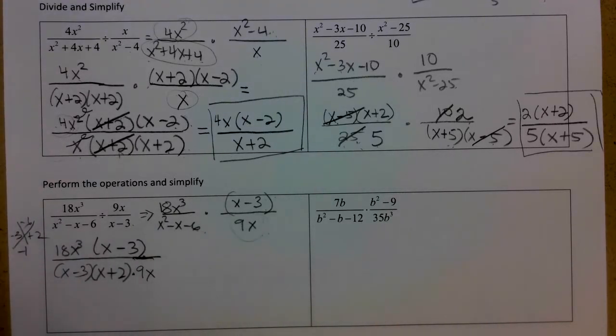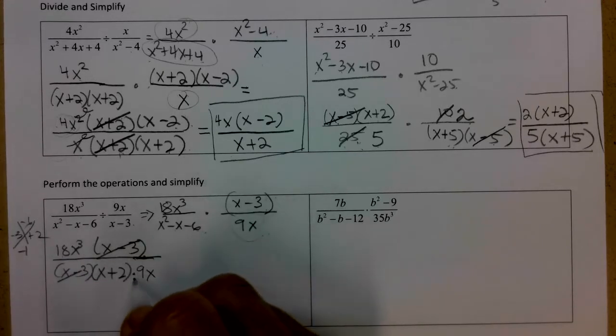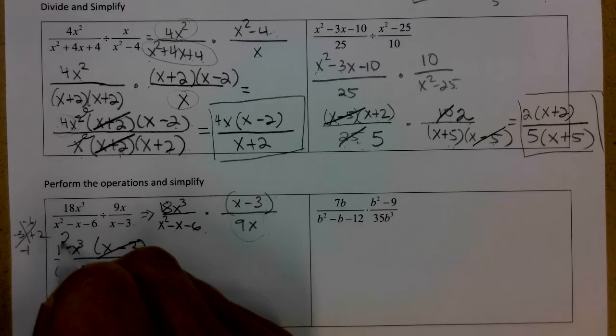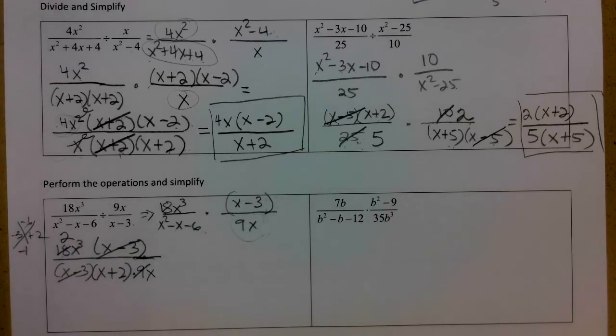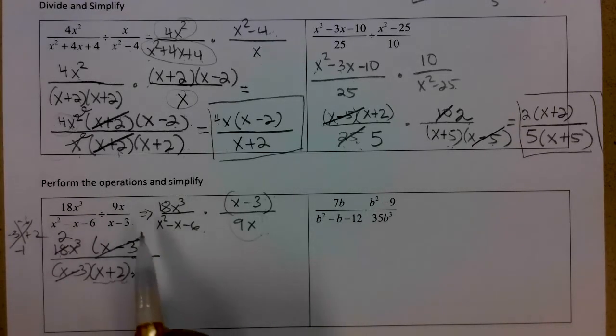Okay, look for anything that's common. I know you guys all see the x minus 3's. Those are good. And then write the 9 with the 18, behind a 2. And then I have an x cubed on the top and an x on the bottom. This x plus 2, right? You can't mess with that because it's tied up with that plus. So that's going to stay an x plus 2. The only way I could get rid of it is if I had an x plus 2 factor in the top, exactly like that.